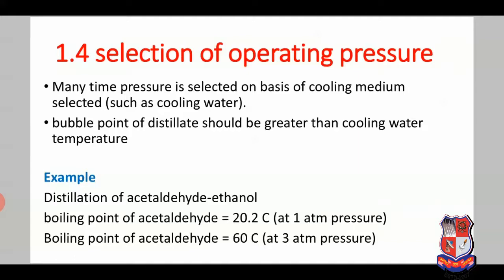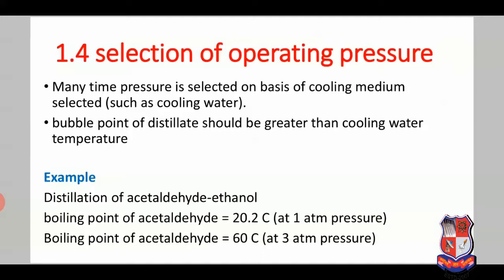So in the condenser it is important to condense distillate vapors. So here the bubble point of the distillate is very much important because our cooling water is available from the cooling tower at nearly 32 or 35 degrees Celsius. So it is important that your distillate vapor must be 10 to 15 degrees Celsius below cooling water temperature. So it must be near 25 or 20 degrees Celsius.